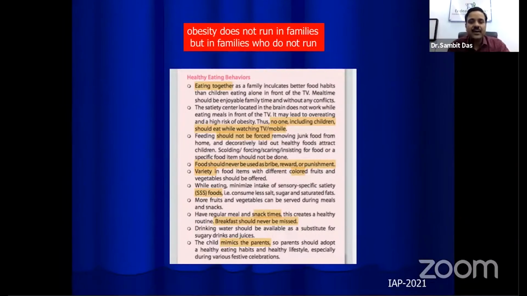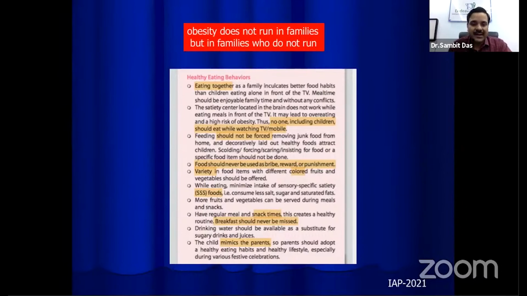Eating together as a family inculcates better food habits compared to eating alone. And no one, including children, should eat while watching TV or mobile, including the adults in that family. Feeding should not be forced. That is, we cannot tell the child to eat this, eat that, and don't eat this. Rather, children love colors. If we can decorate the food and change the color of the food, then they actually like it. So these are the practical tips they have given.